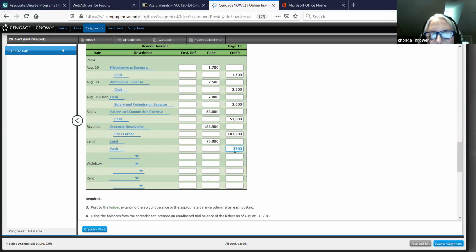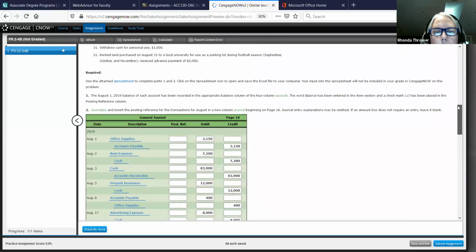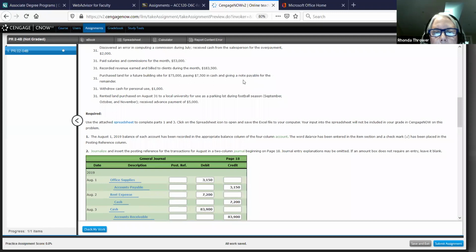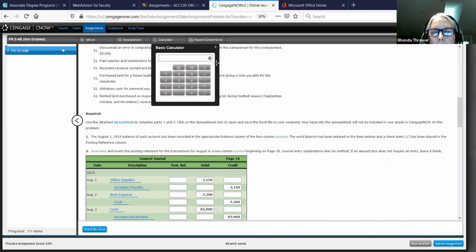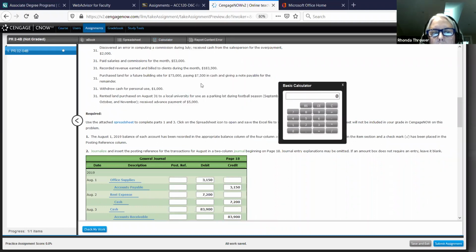Notice our debits and our credits are not balanced. So we have one more account that we need to choose from, and that will be notes payable. Notice that in this transaction, it said that we gave a note payable for the remainder. So what you have to do is you have to figure out what that remainder is. We bought the land for $75,000. We paid down $7,500.